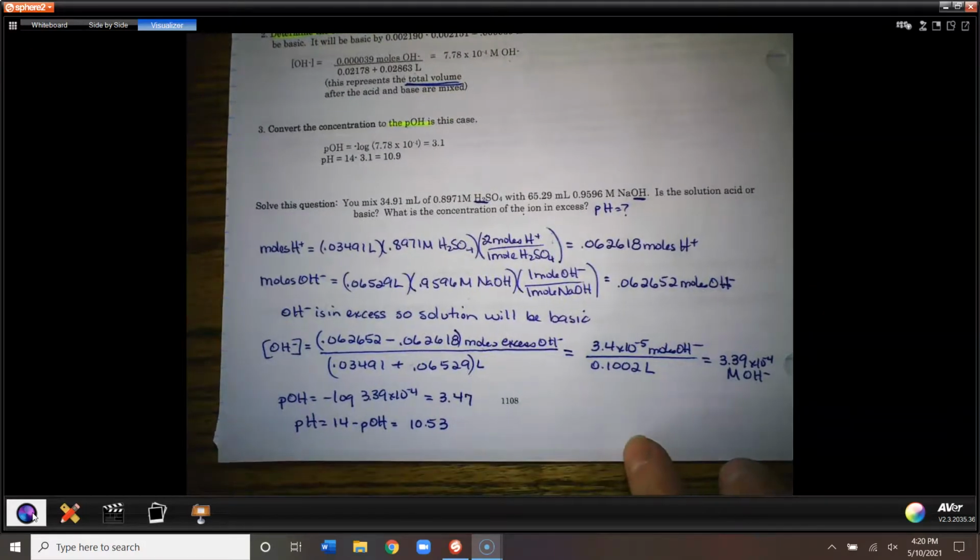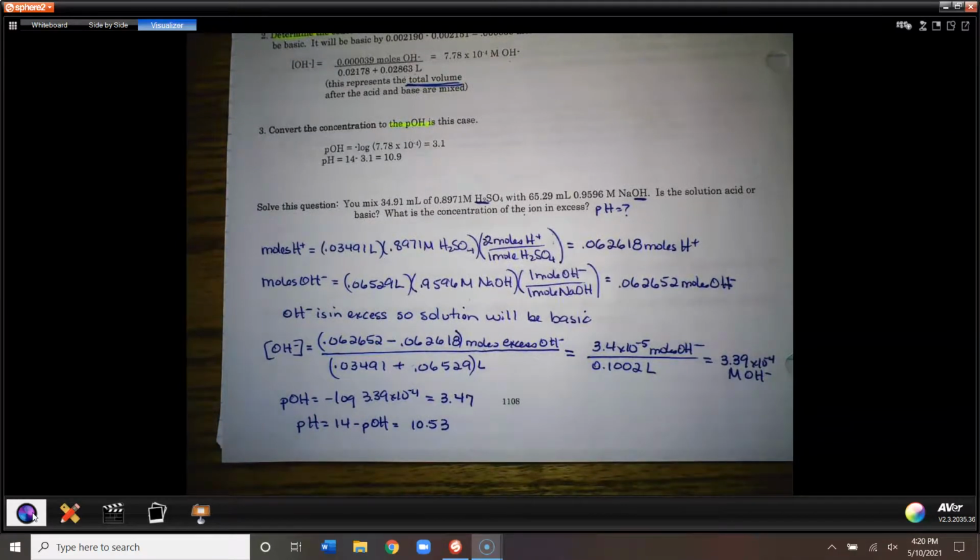So you're back and you've got hopefully a setup similar to what I have here. Volume in liters times molarity times 2 H pluses in sulfuric acid. Moles of OH minus is liters of base times molarity of base times mole ratio of OH minus. Once again, you compare these two and OH minus is in excess. So once again, we have a basic solution. So what's the OH minus concentration going to be?